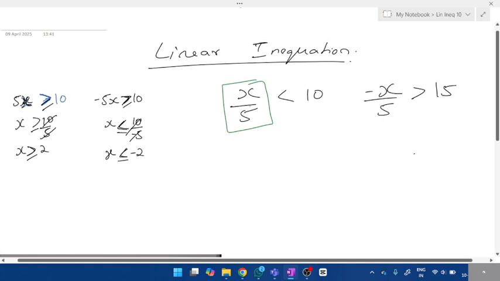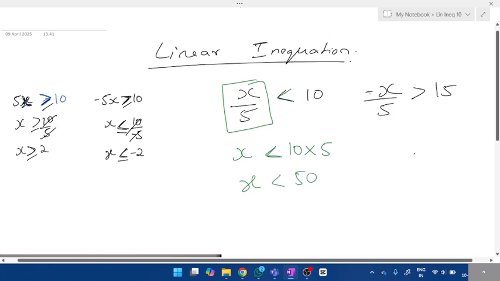X and 5 are there. X is divided, right? Division. So what happens if it goes to the other side? It gets multiplied. And what is this number 5, positive or negative? Positive. So the sign will not change. It will remain the same. Yes, less than. X is less than 50.